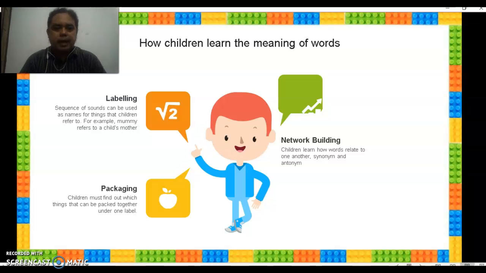The next thing is about packaging. The packaging here, children must find out which things can be packed together under one label. And the next one is network building. In the network building phase, children learn how words relate to one another. For example, synonym and antonym.